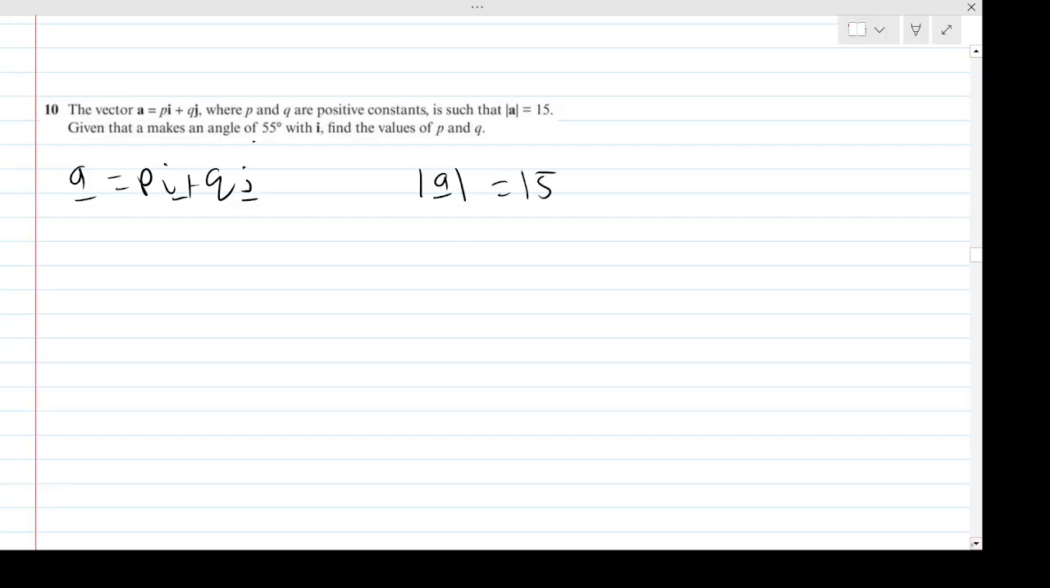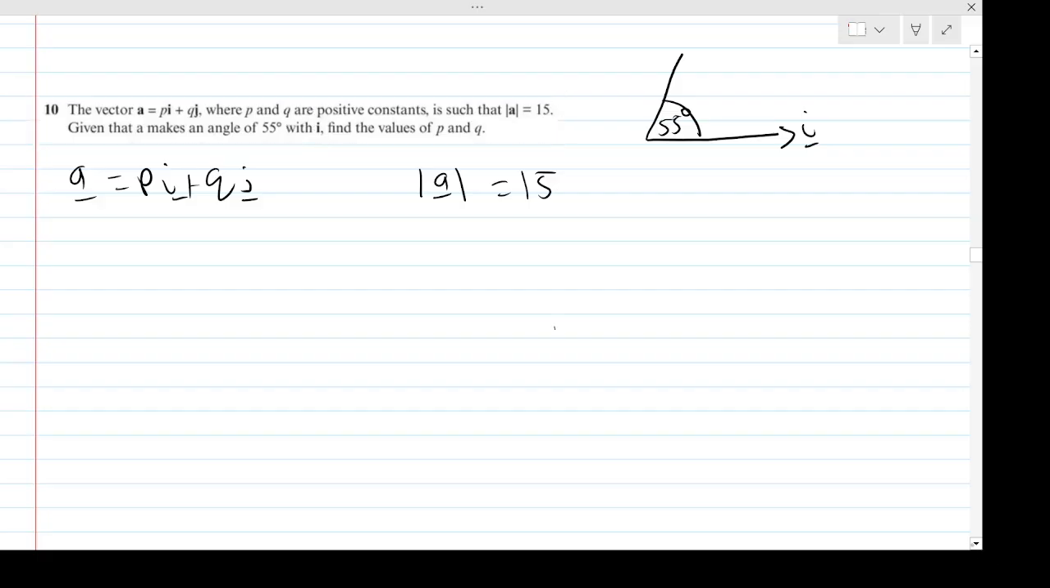And it also makes an angle of 55 degrees with I. Now, similar to when I talked about the J bit in one of the examples, an angle with I basically represents the X part, the X-axis. So if you think of the X-axis as just I, then the angle of 55 is going to look like that, 55 degrees from the X-axis. That's effectively what it means by making an angle of 55 degrees with I.